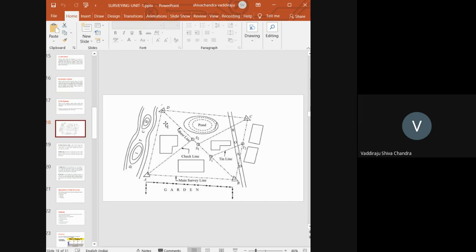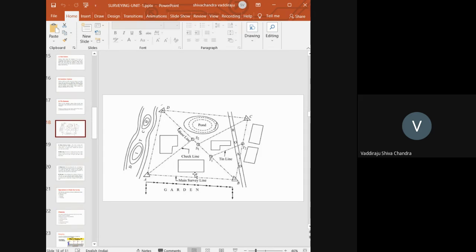But if I check from D, assume that the distance is only 60 from D. What will be the error? Six centimeters, right? Instead of 60 meters, I am measuring 60.6. So the error is 6 centimeters. Similarly, from C and from D the error will be more.